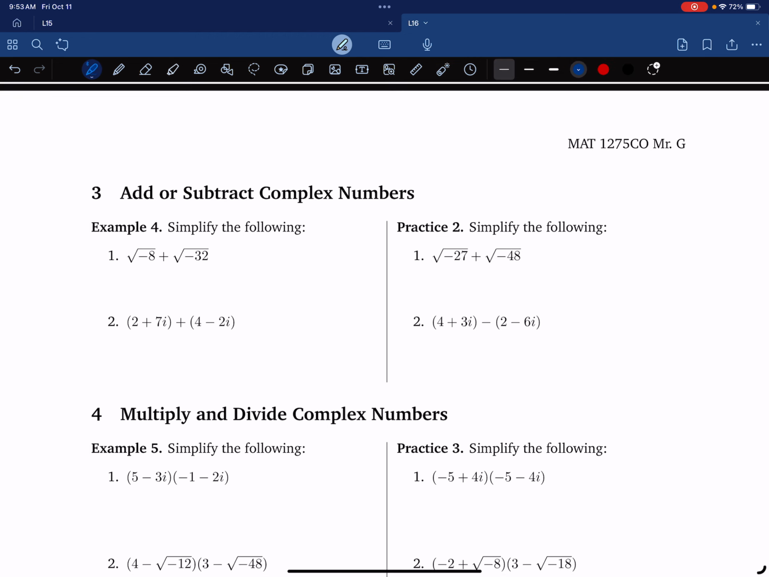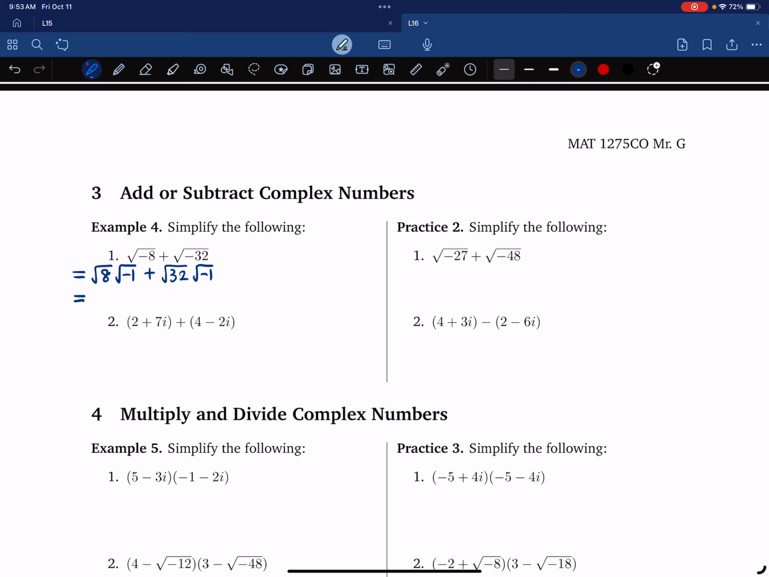Let's start with example 4. So we have radical -8 plus radical -32. It's a negative everywhere. We're going to do splitting first. So I'm going to split into square root of 8, square root of -1, plus square root of 32, square root of -1, right? This is the strategy that we have been using. I recommend that you do the same thing here.